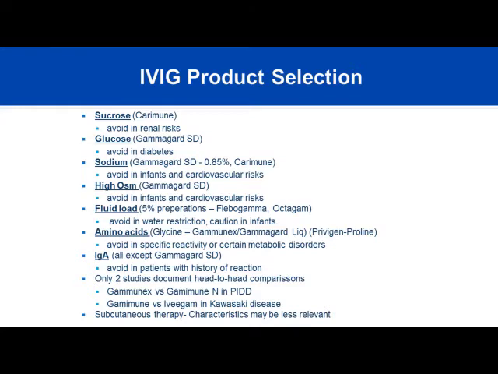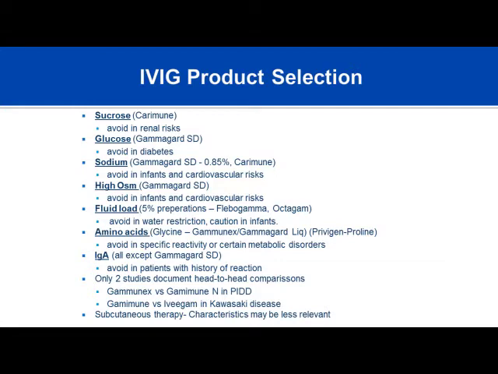Glucose, which is contained in a product as a stabilizing agent, would be important to avoid in individuals that have diabetes because the extra sugar load could make their management of their diabetes difficult. Some products contain higher sodium than others, and these would be important to avoid in those individuals with cardiovascular risks or in infants. Similarly, some have high osmolarities, which the same warnings apply.